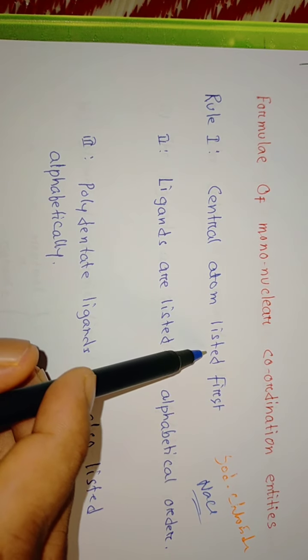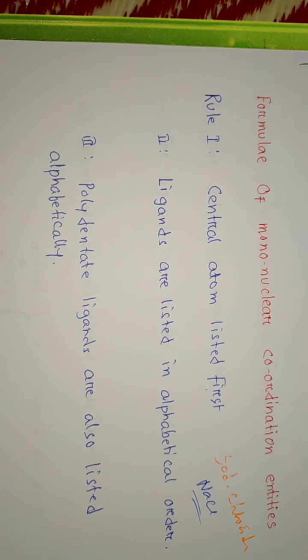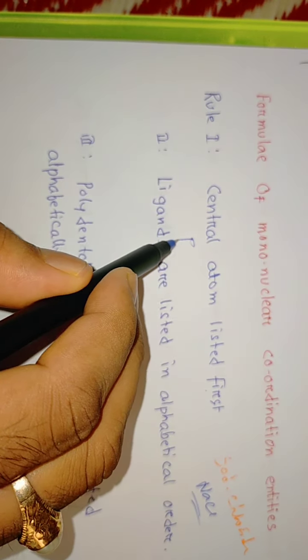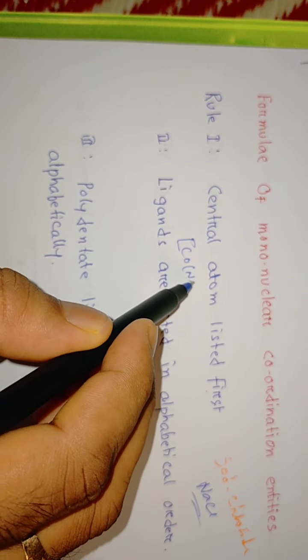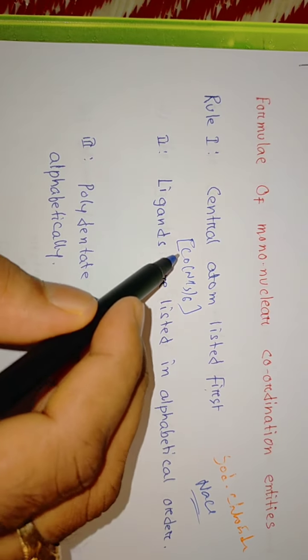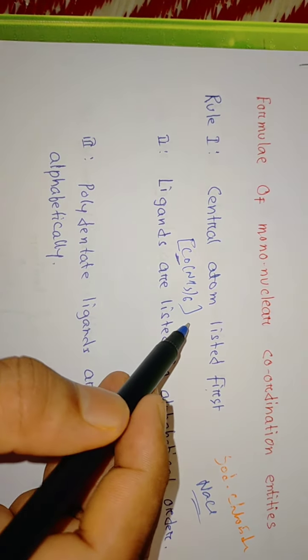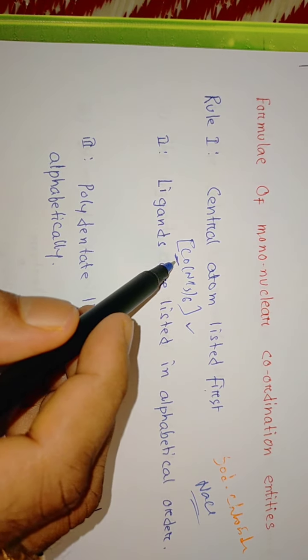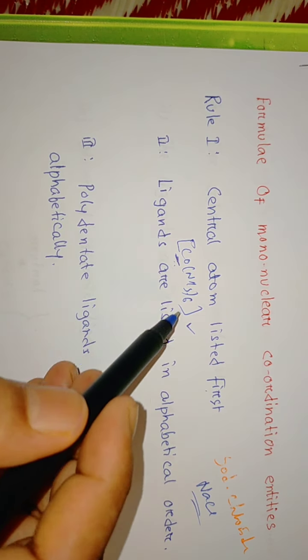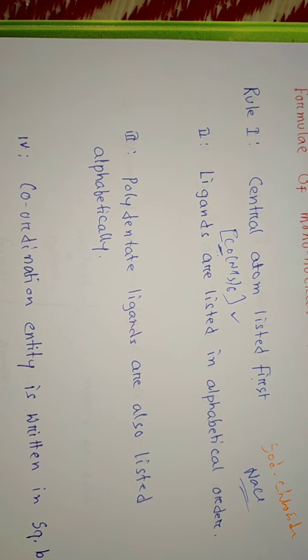Rule 1, central atom listed first. The first rule tells that you have to write the central atom first. For example, for any complex, you have to write Co(NH3)6. First of all, you have to write the central atom. This is the right procedure. If you write Co later than NH3, that will be incorrect.